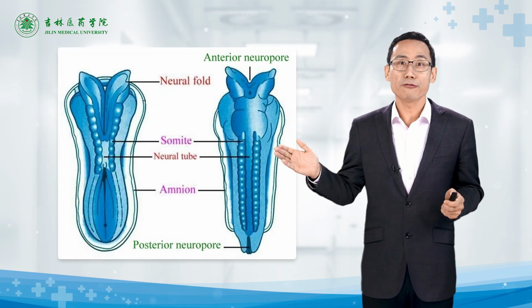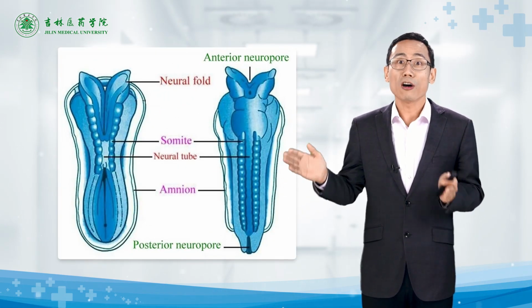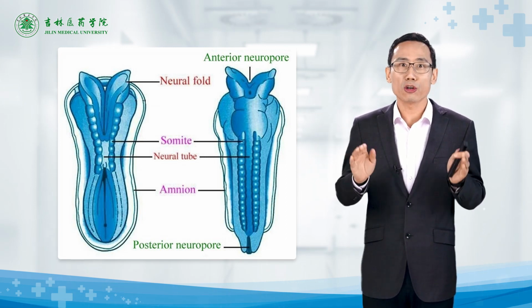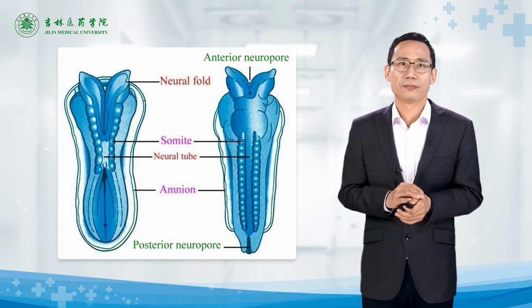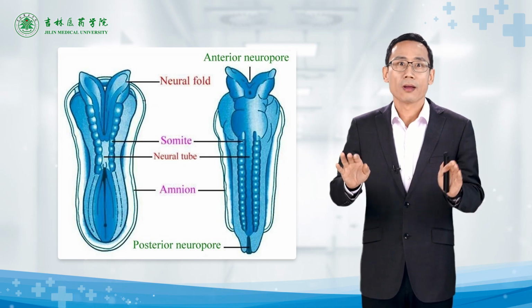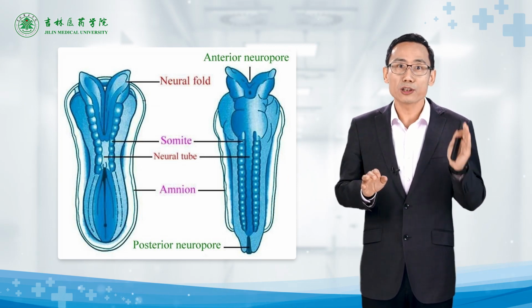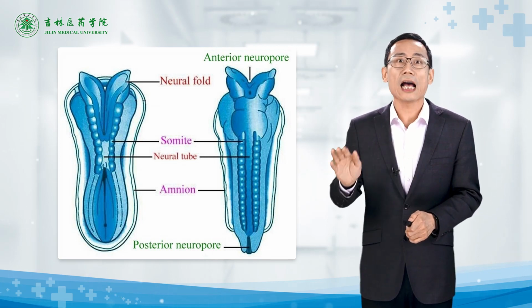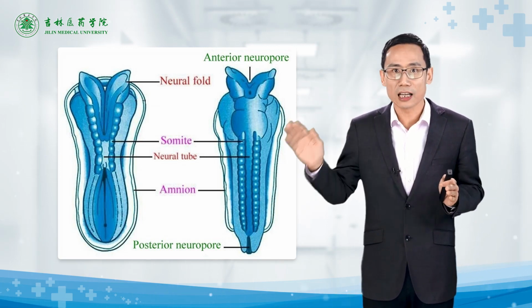This is the surface view of the embryonic disc. Remove the amniotic sac and show the back of the embryonic disc. Through comparison, we can find that the number of somites in the left is small, which means that the time is earlier than that in the right.